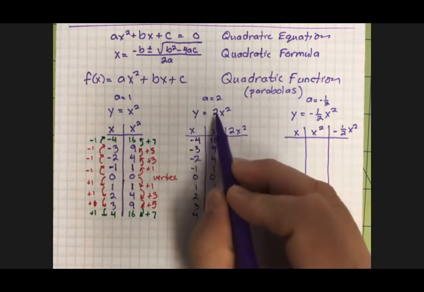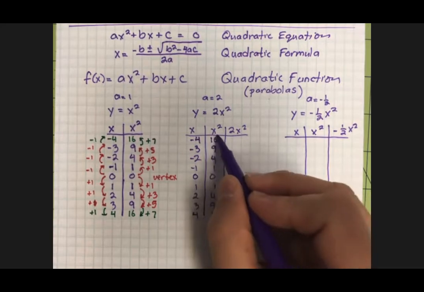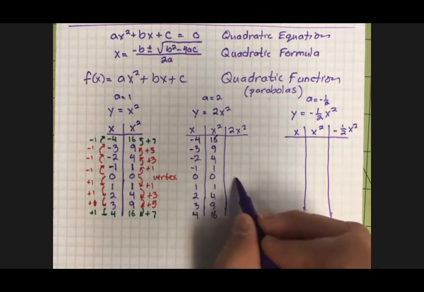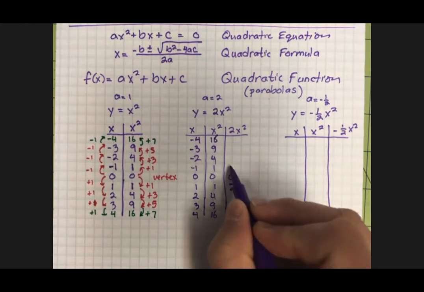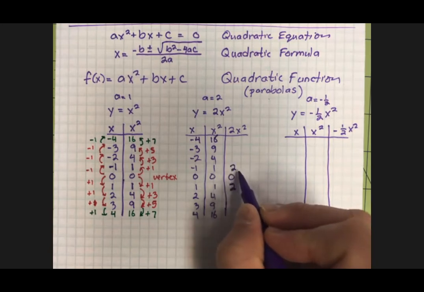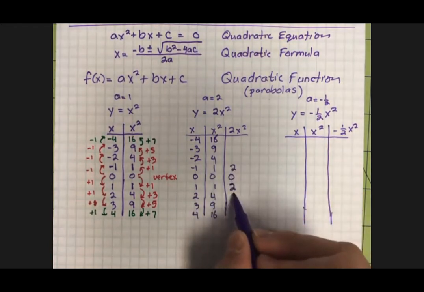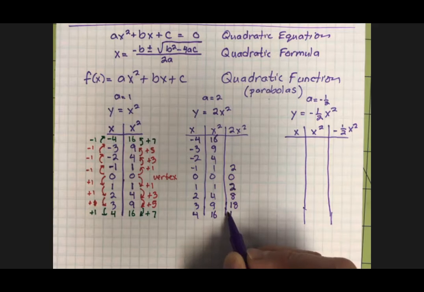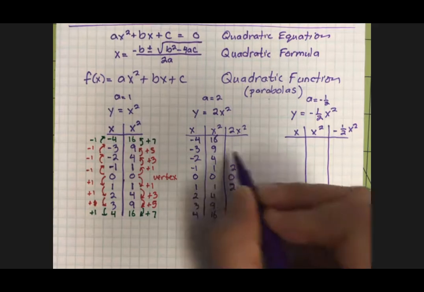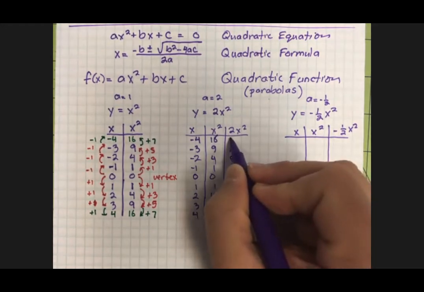But what does the 2 do? The 2 doubles each of these numbers. And that's not hard to calculate. Double 0 is 0. Double 1 is 2. Double 1 here is 2. So I could fill in this column as fast as I filled in the column before. Double 4 is 8. Double 9 is 18. Double 16 is 32. And the same here, double 4 is 8, double 9 is 18, double 16 is 32.